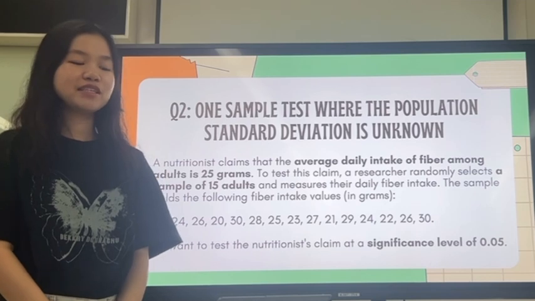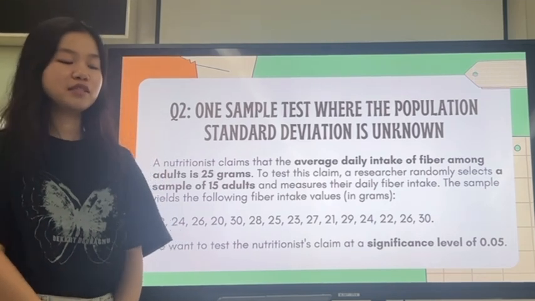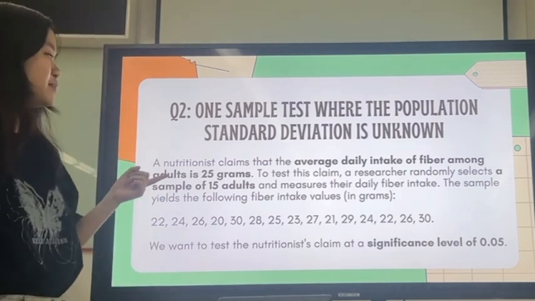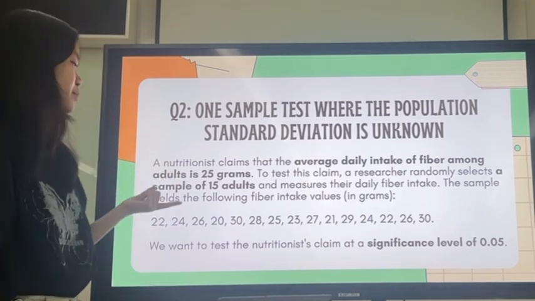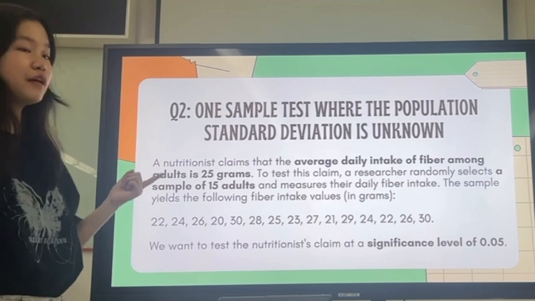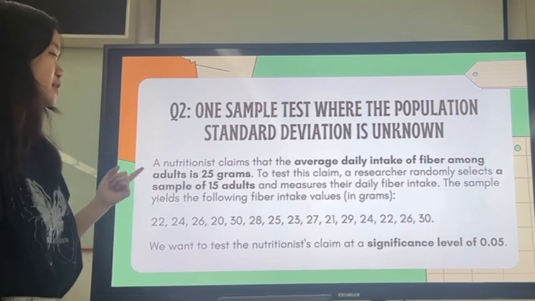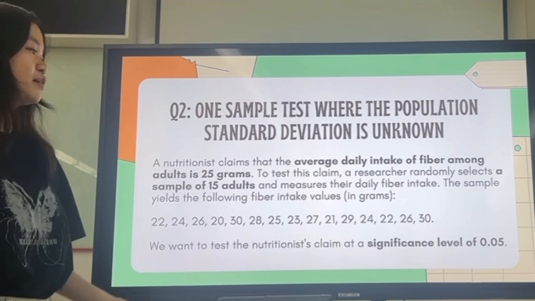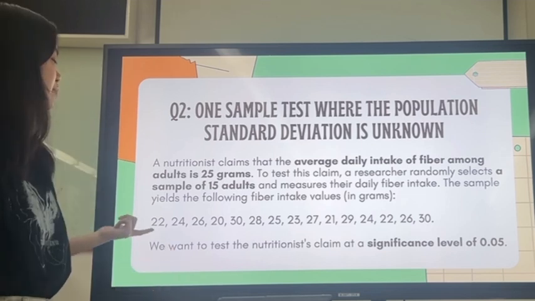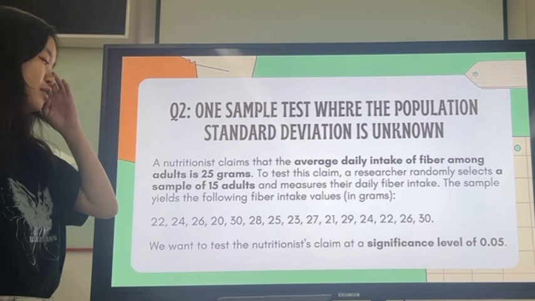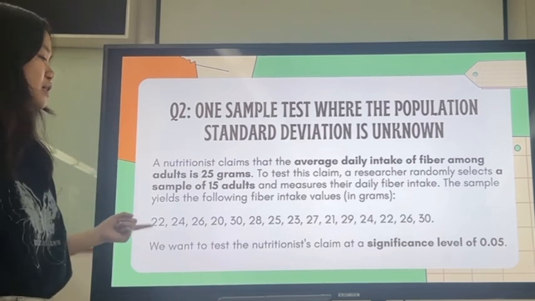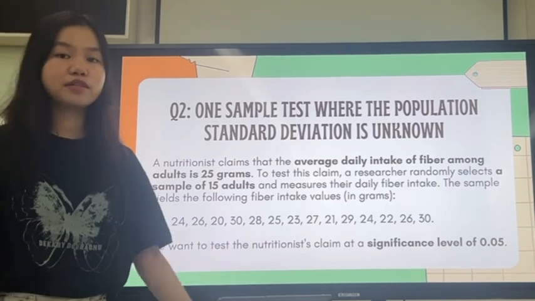For the second question, it's a one sample test where the population standard deviation is unknown. In this case, a nutritionist claims that the average daily intake of fiber among adults is 25 grams. To test this claim, they select a sample of 15 adults and measure their daily fiber intake. The sample yields the following fiber intake values. This is the data that they collected, and the significance level is 0.05.